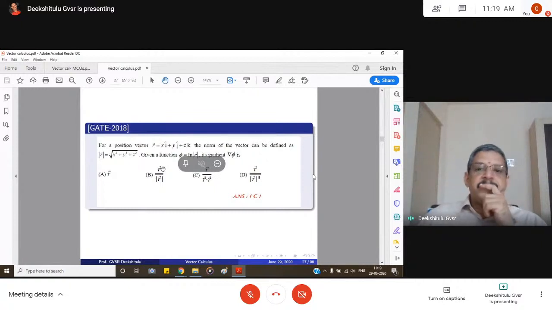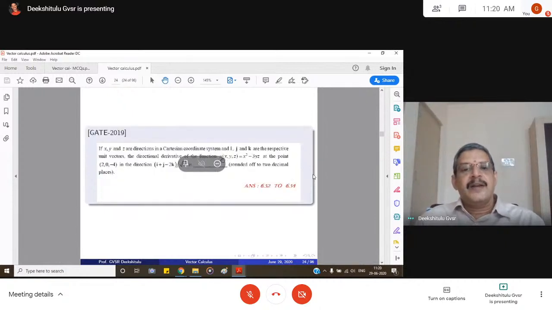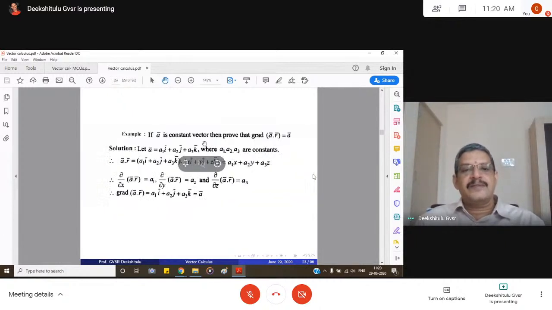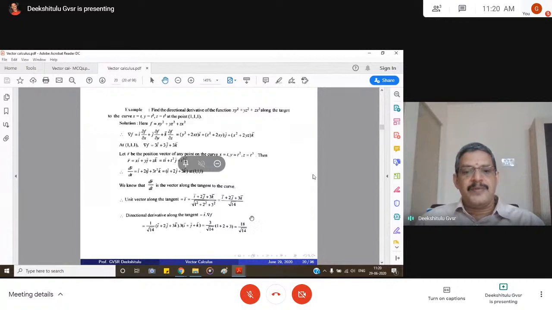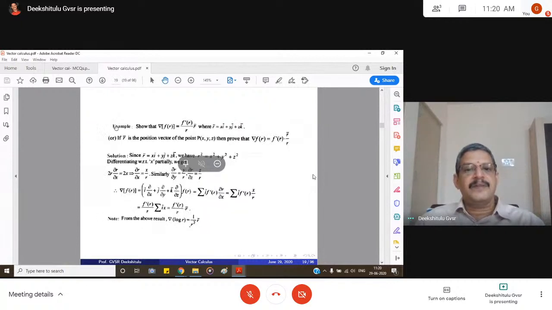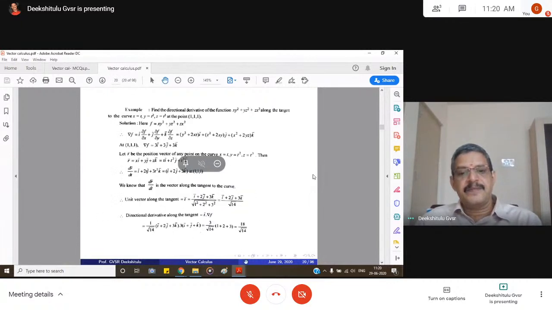Then GATE 18. Here also another problem, again on gradient. For a position vector r equal to xi plus yj plus zk, the norm of the vector can be defined as r squared is equal to x square plus y square plus z square. Given function is f equal to ln r. What is the gradient? Just a few minutes back I told you what the gradient is. The question may be asked, not as 'show that', like this. But I have given the problem here. This is the problem I asked earlier.